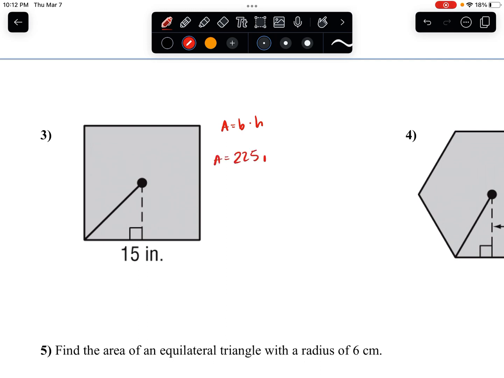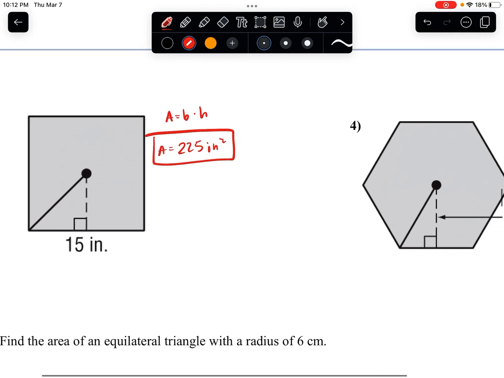If you thought about this, awesome. If you didn't and you wanted to use the apothem, area is equal to 1/2 the apothem times perimeter, you absolutely could do that too. We would still get the same answer. If you don't believe me, try it out.